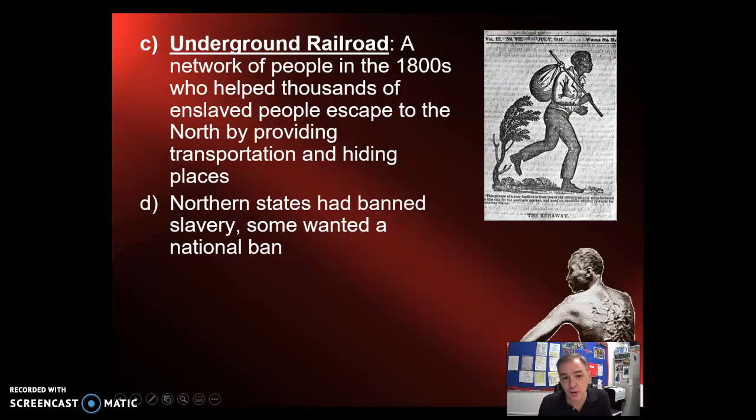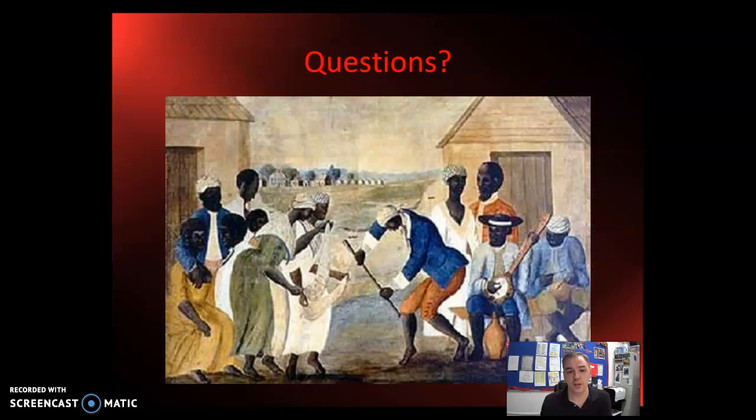The picture here says it all. If you look at the man's back, he has been beaten horrifically. We wouldn't treat animals like this, yet we treat a human being like this. Abolitionists say no. If you have any questions, please ask your teacher.